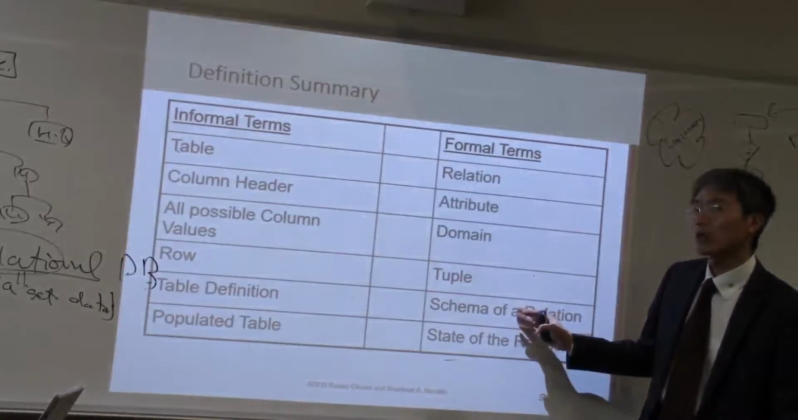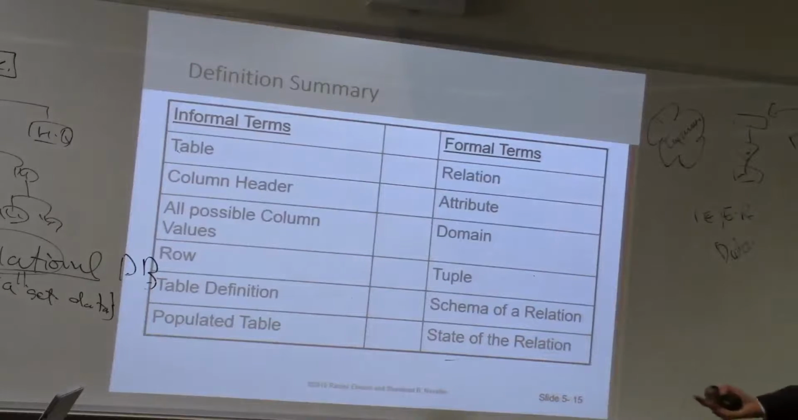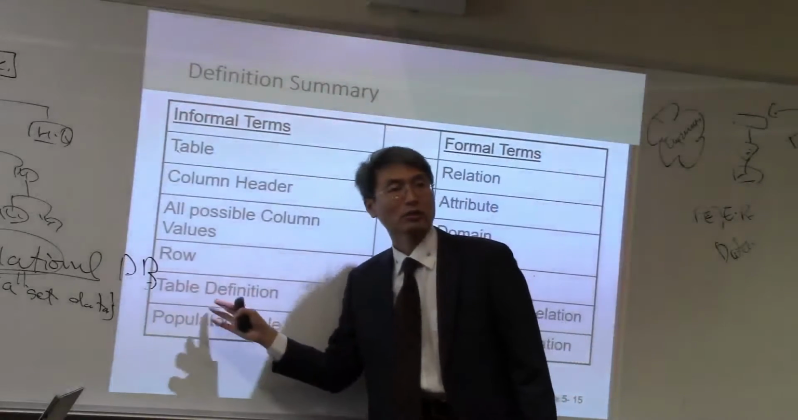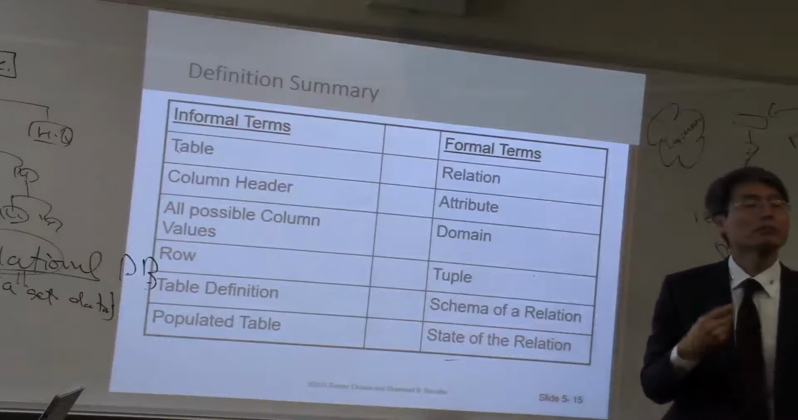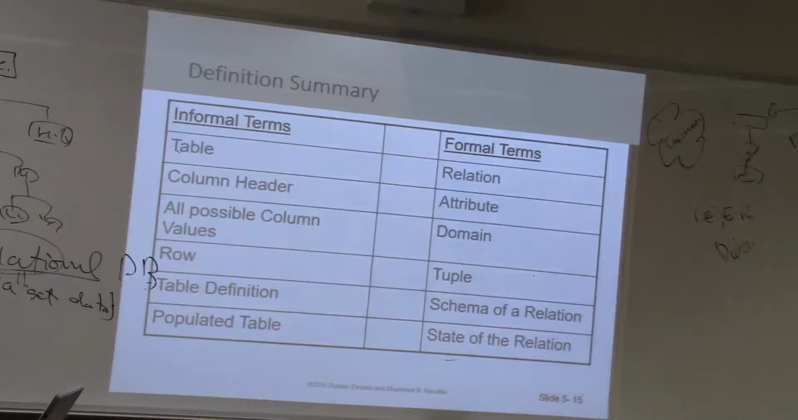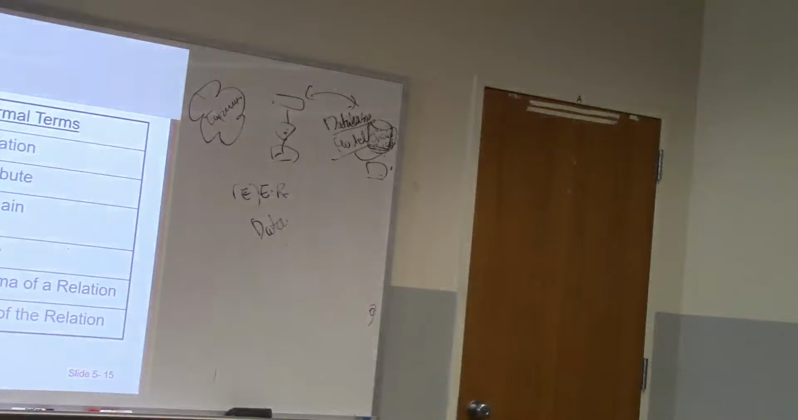And schema, what is a schema? It's a description of your database. It's a table description, table definition. And state of the relation, database state, means the current state. Current state of the database means we have the table, the relation, as well as the data. So state means the populated table. Populate means creating the real data, instances, examples; real data are created.